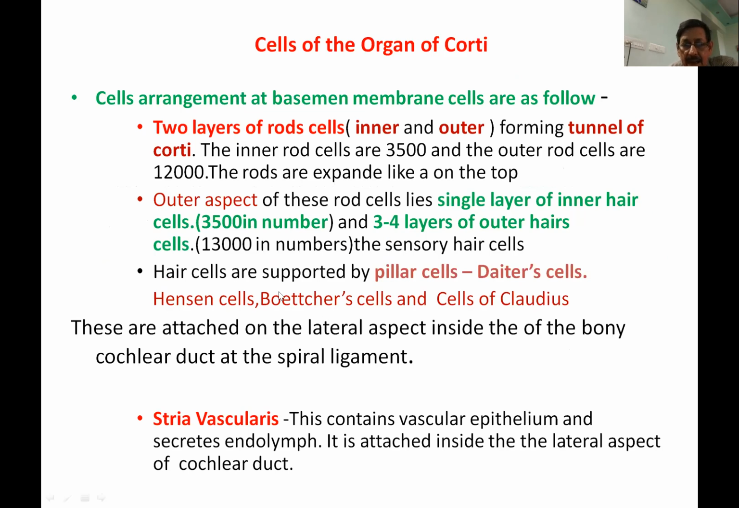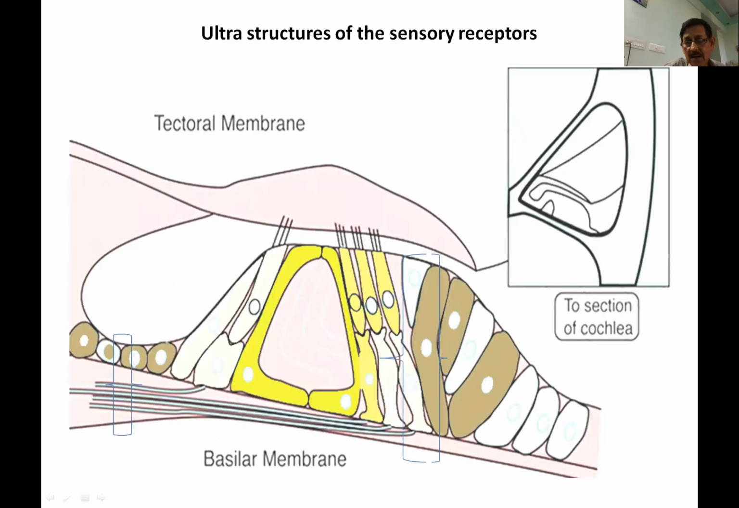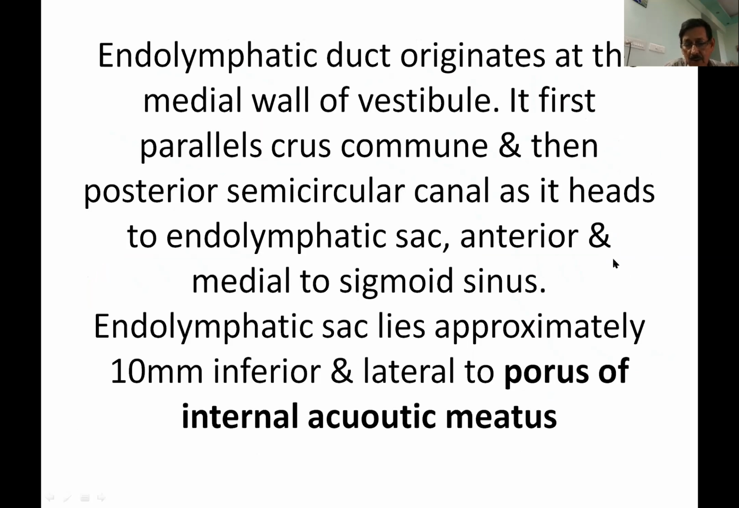The hair cells are supported by the pillar cells and, outside, the Deiters cells, the Hensen cells, the Boettcher cells, and the cells of Claudius. These are attached on the lateral aspect inside the bony cochlear duct at the spiral ligament. The stria vascularis contains vascular epithelium and secretes endolymph. It is attached to the outer aspect of the cochlear duct. This is called the stria vascularis.